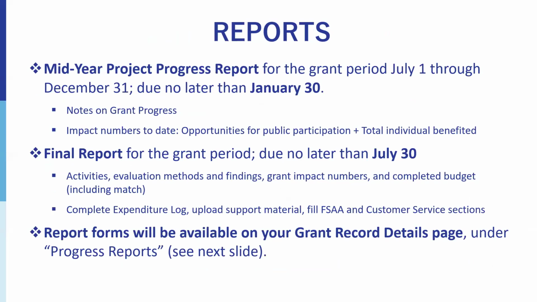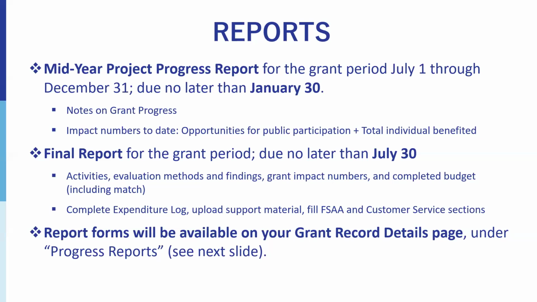There are 2 reports that you have to submit as part of your grant. First, we will talk about the mid-year report. This is really quick and easy. It's essentially a progress report. It has 2 sections. The first is grant progress, which is text. This doesn't have to be a dissertation, but if you could say specifically what you've accomplished by this point, that would be ideal. The second is impact numbers, meaning how many opportunities for public participation and how many individuals benefited. There are separate questions for virtual participation.